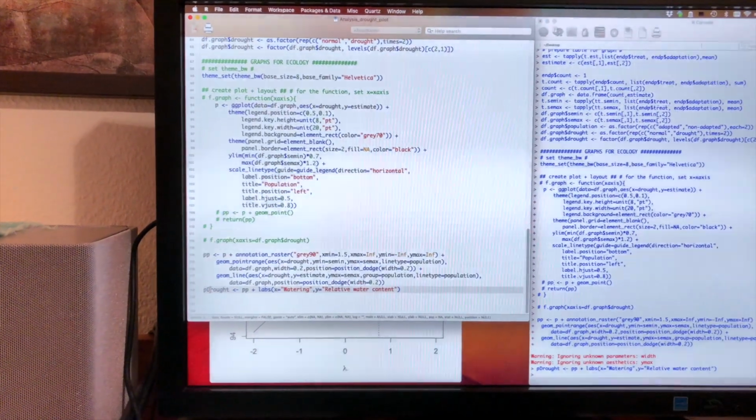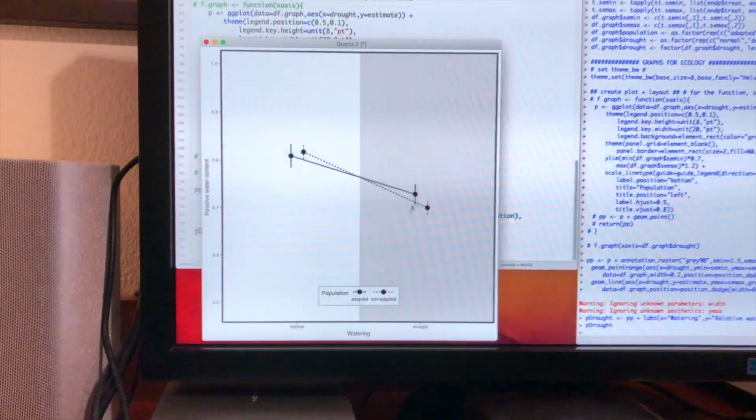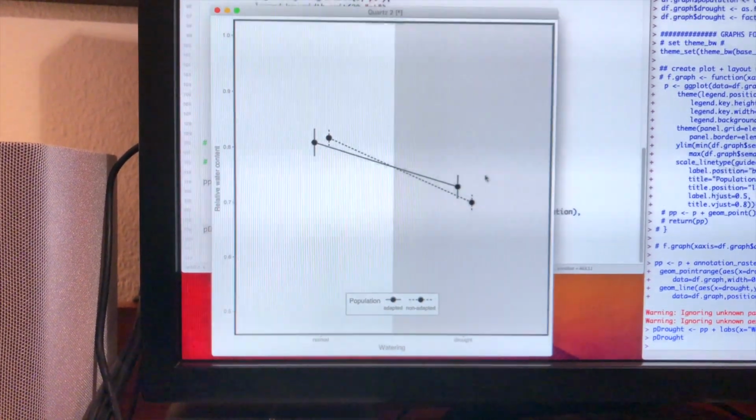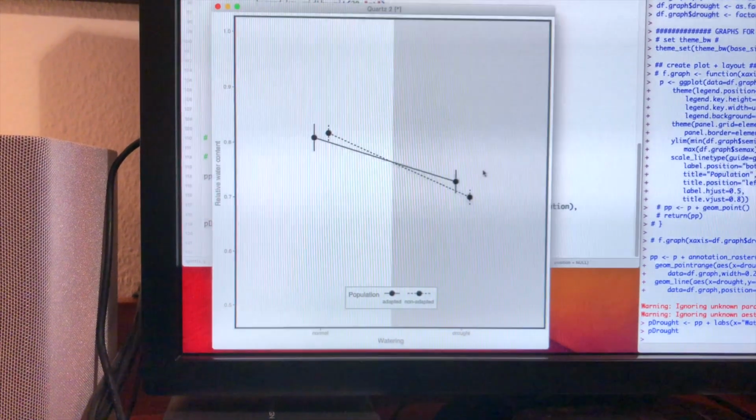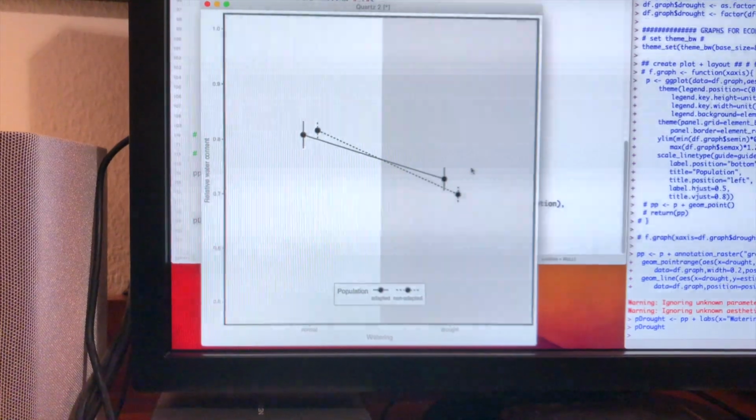In a different representation, which is this plot here, you will see what I mean. So the gray ones here, these have been the drought treated plants, and the solid and the dashed line are the adapted and non-adapted population. And their slopes are different.